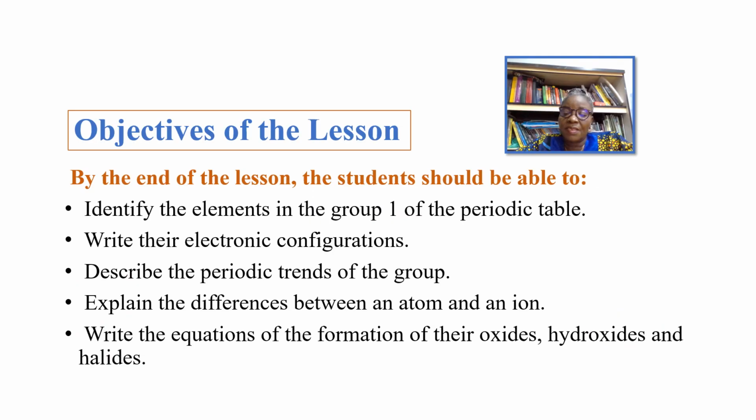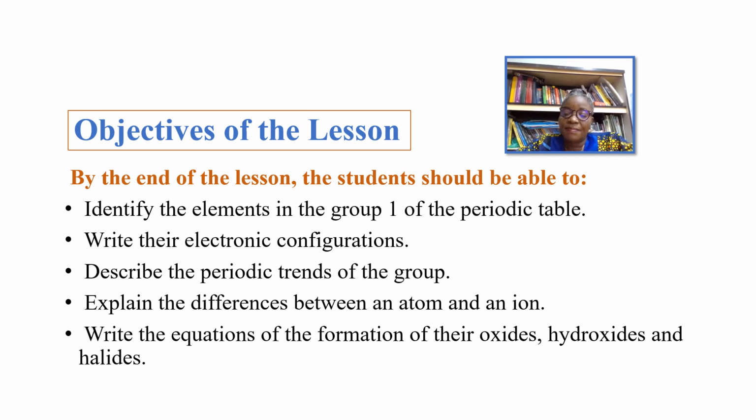As we progress in this lesson, we will be studying the alkali metals, and I want my students to be able to identify the elements in Group 1 of the periodic table by the end of this class. They should be able to write their electronic configurations, describe the periodic trends of the Group 1 metals, explain the differences between an atom and an ion, and write the equations of the formation of their oxides, hydroxides, and their halides.